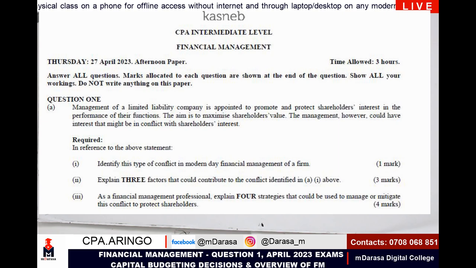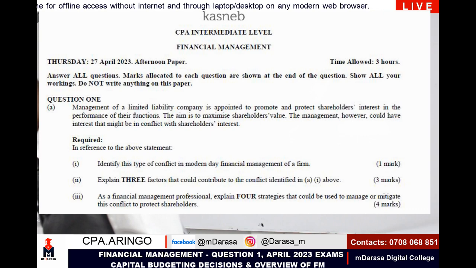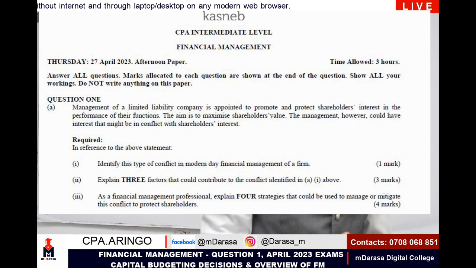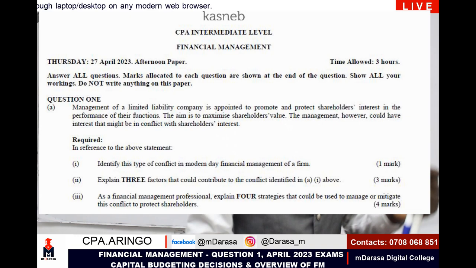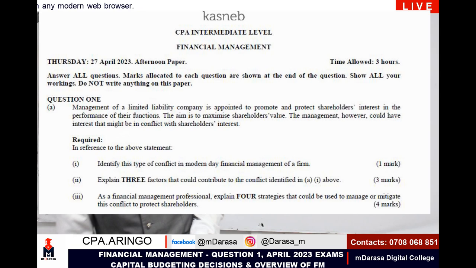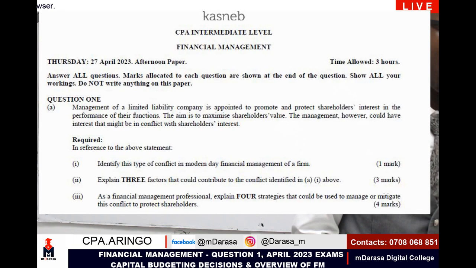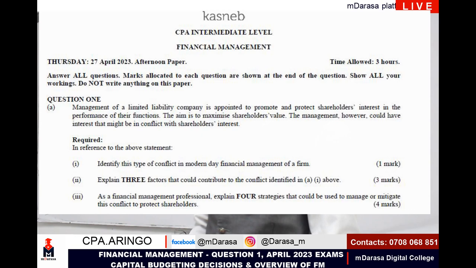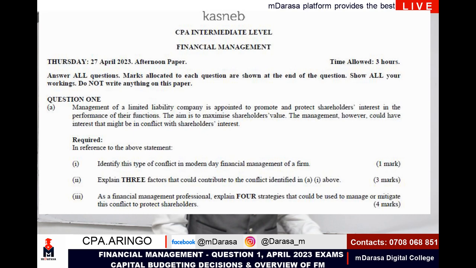The moment I've seen that, even before we go to the question, I should be able to identify that this question is coming from which topic. Because if you are able to figure it out, it will be very easy for you to handle that question. So literally, you can see that this question is under the overview of financial management, which is topic number one. And specifically, we are talking about agency theory. Even before we go further, clearly you can see there is a concept of agency theory, whereby you know very well that management basically are there to work on behalf of the shareholders.